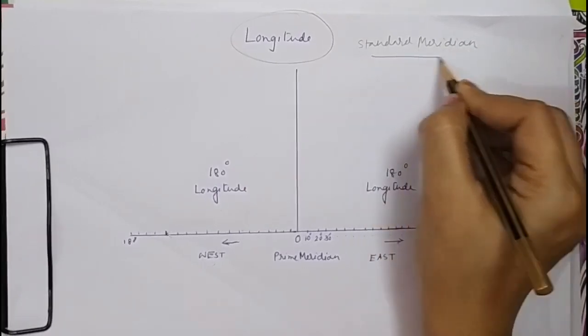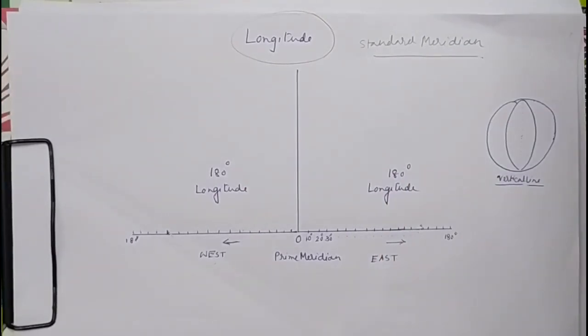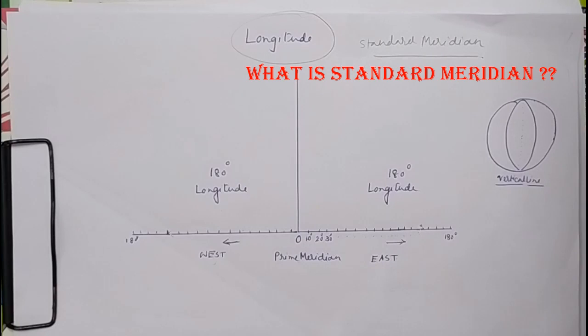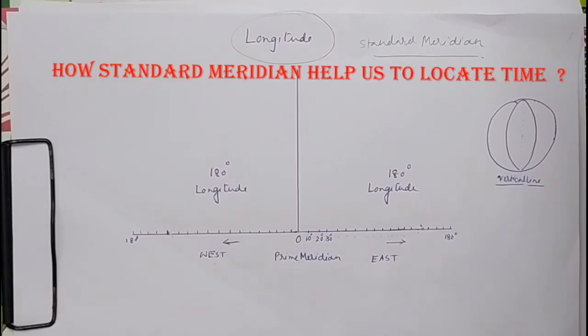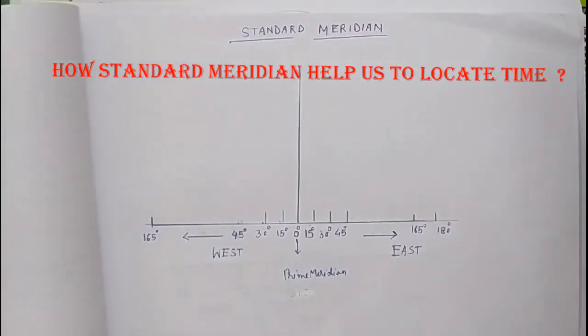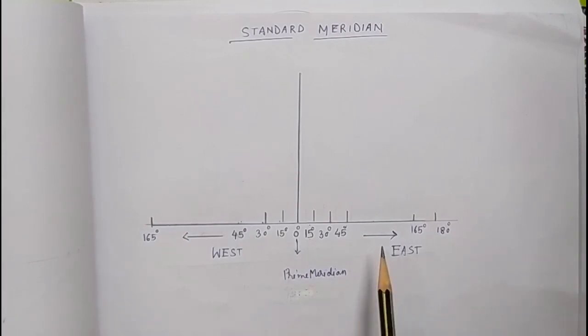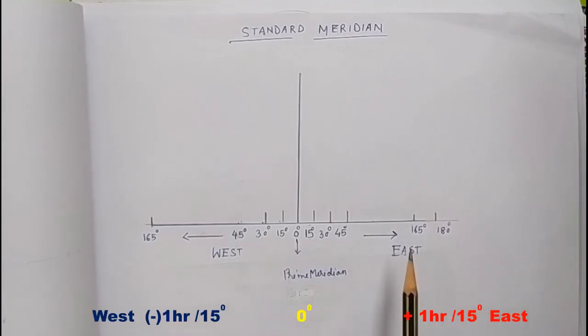Okay, so the next question is, what is standard meridian? The longitudes at 15 degree intervals are called standard meridians. Remember, the next question is how standard meridians help us to locate time? As we move eastward from the prime meridian, with every standard meridian we have 1 hour addition of time.